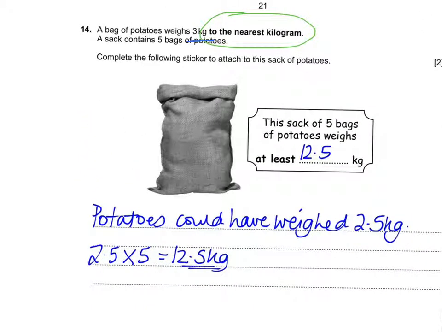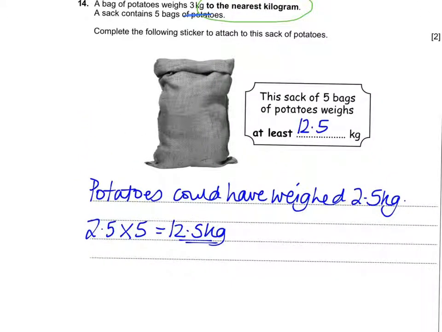Now they could have weighed their lowest bound of 2.5 kilograms. Because it's 5 bags, multiply it by 5. 2.5 times 5, if you need to, count the 2.5 times table, write it out if you need to: 2.5, 5, 7.5, 10 and so on, and you get 12.5. Okay?